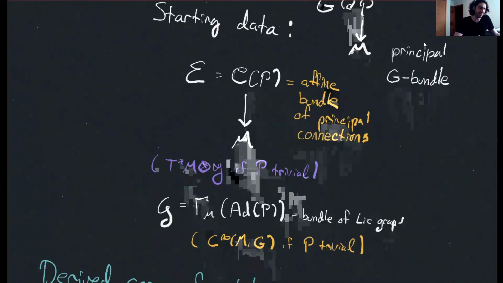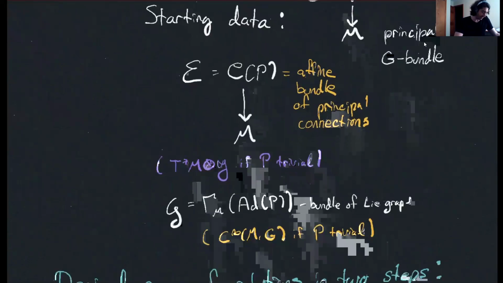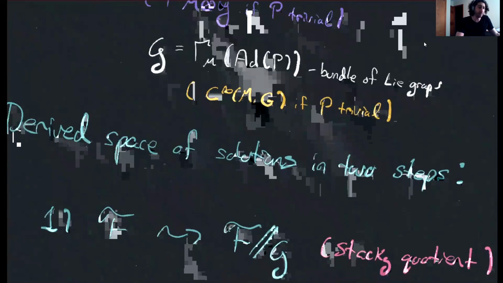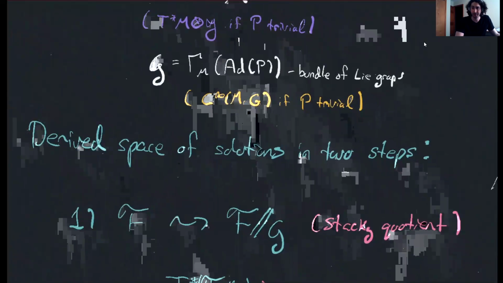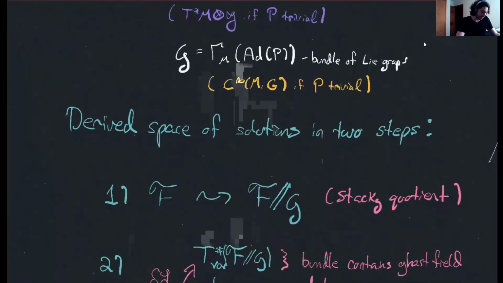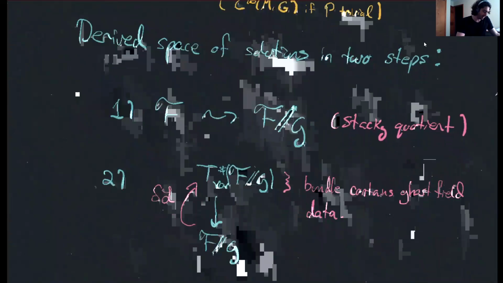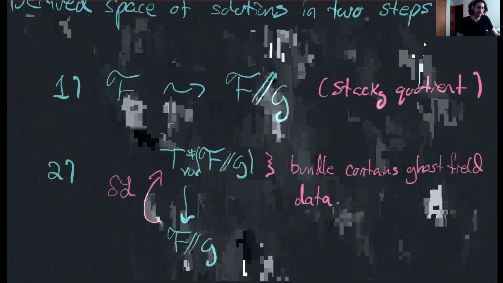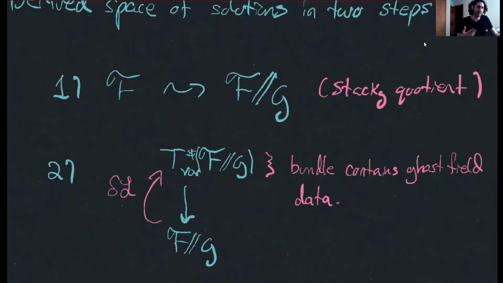So we have to take this into account. We get the derived space of solutions in two steps. First, we take the fields and we take a stacky quotient. I didn't say where, though, but this is just the idea. And then we take the variational cotangent bundle of the stacky quotient, and this bundle contains information about ghost fields, like in the BRST sense.